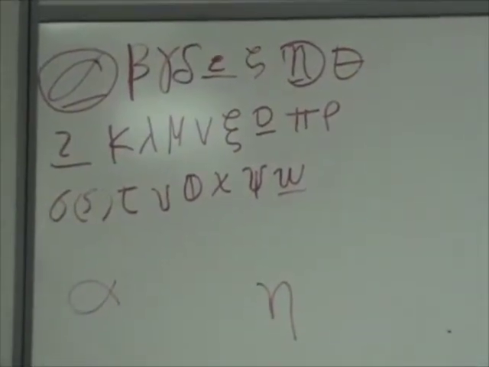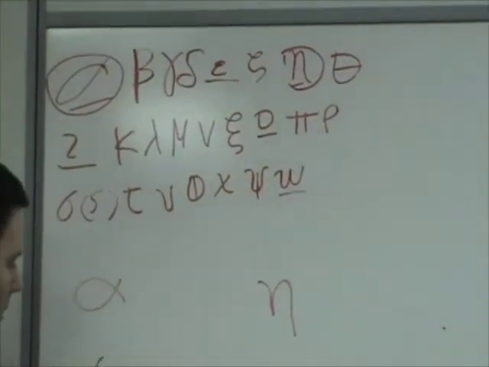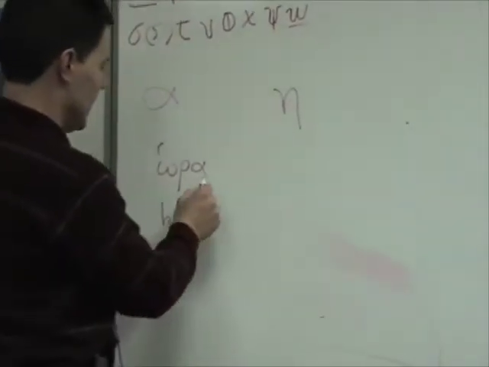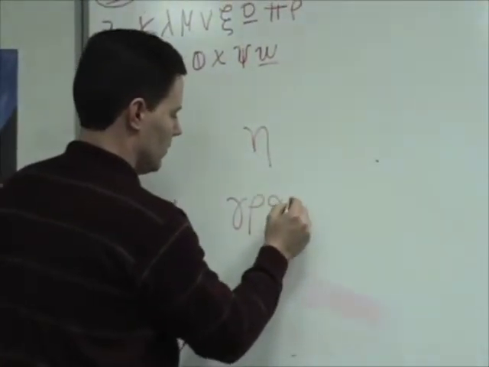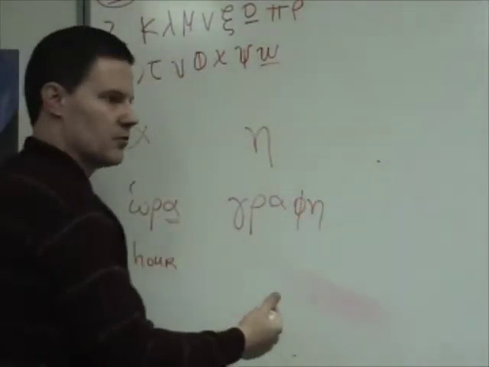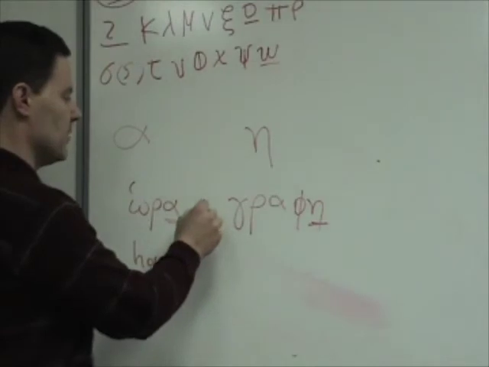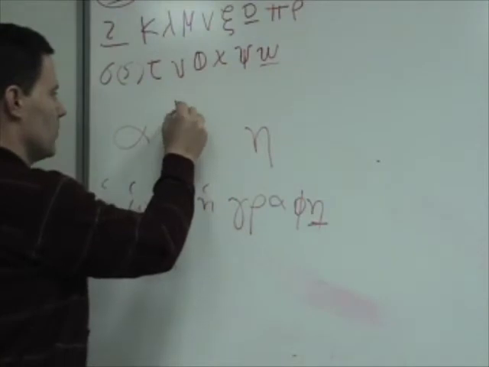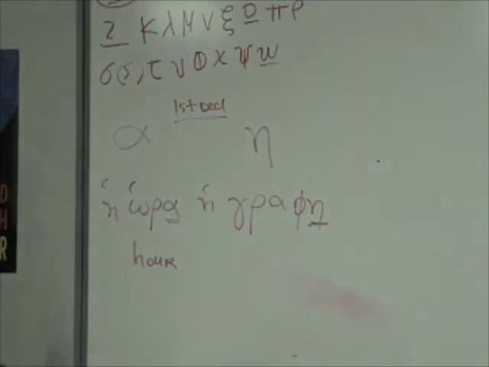And then on the second page, we have examples of hora, which means hour. That ends in alpha. And then graphe, which means writing or scripture, that ends in eta. So both those words are feminine and they're first declension. Not all first declension nouns are feminine, but I believe the majority are.